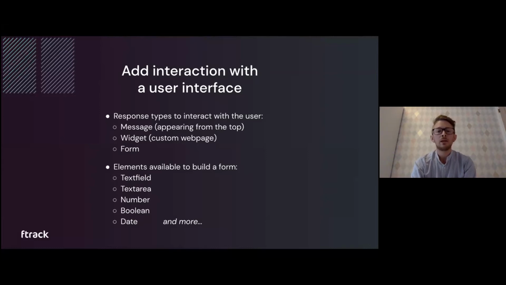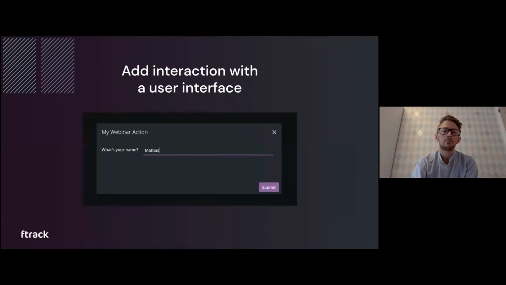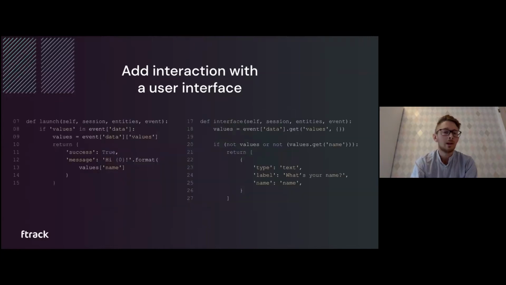Most of the UI elements that we're using actually in Ftrack are available in the actions to choose from, basically, to build your own form in the actions interface. This is just a very simple example. Of course, it might not always make sense to just ask for the name, but just as an example of what you can do, just add a text field and ask the user for the name, for example.